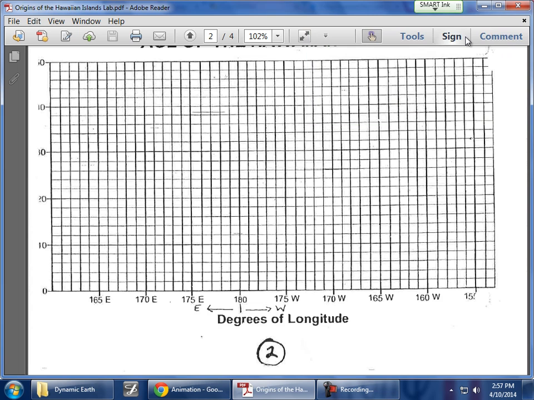So it's 155. 155 is over here. And it's 30 minutes. Which way am I going to go for the 30 minutes? Do I go to the left or the right? Which way is it increasing? To the left. It's kind of weird.